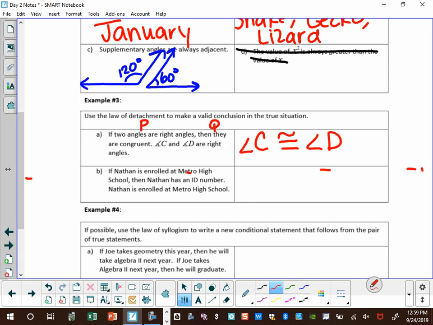If Nathan is enrolled at Metro High School, then Nathan has an ID number. Nathan is enrolled at Metro High School. What can we conclude? What is my conclusion?